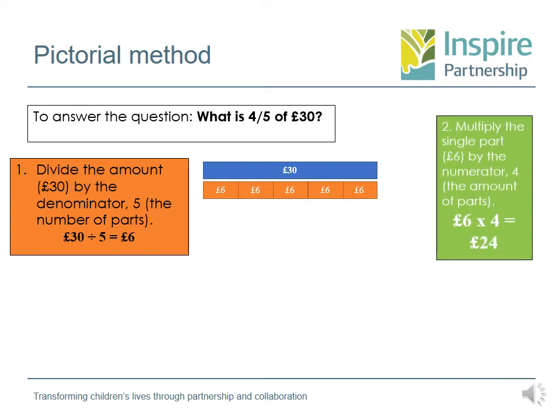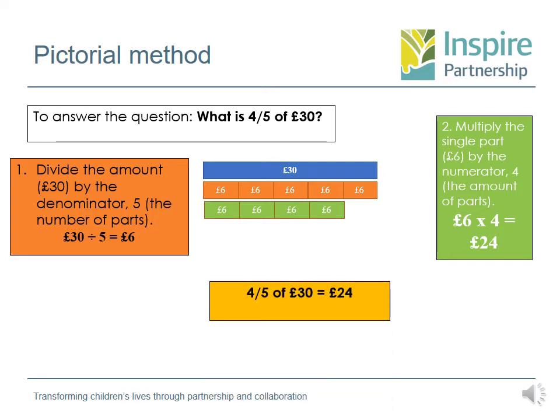The next part that I need to look at, because there are 2 steps to this problem, is that I need to multiply the single part, 6, by the numerator, which is our top number, the amount of parts. So it's 6 multiplied by 4, which is equal to 24. So 4/5 of 30 is 24.